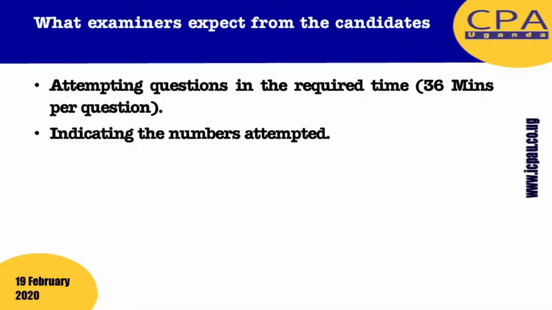Number 2, you need to indicate the numbers attempted. This is very critical. You need to indicate clearly the numbers you have attempted. Then 3, if possible, do not attempt extra numbers.